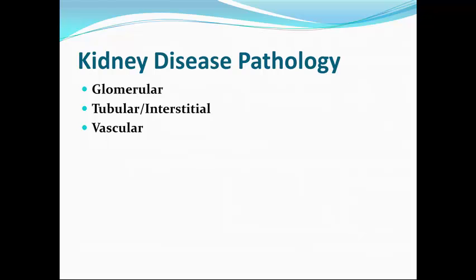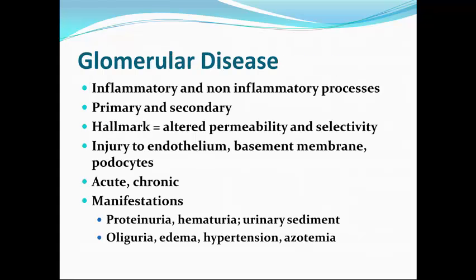Let's start though by talking about glomerular diseases. When we think about glomerular diseases, and I'll keep saying this because I really want you to have this picture in your head of a glomerulus that is essentially a capillary bed, and that capillary bed has a semi-permeable selective membrane. Now, with glomerular disease, we have both inflammatory as well as non-inflammatory processes that lead to glomerular disease.